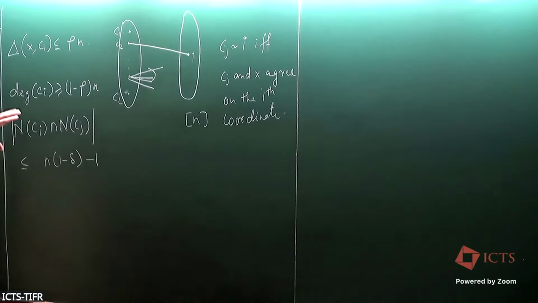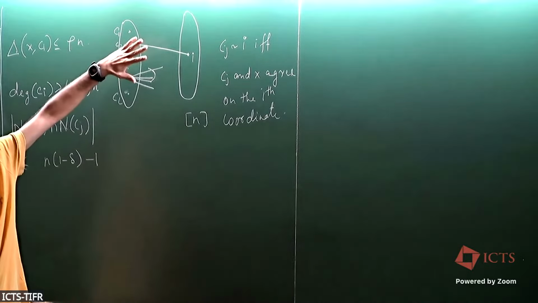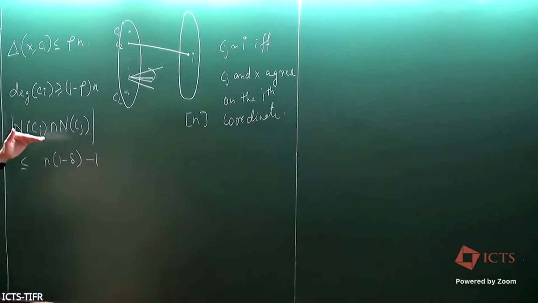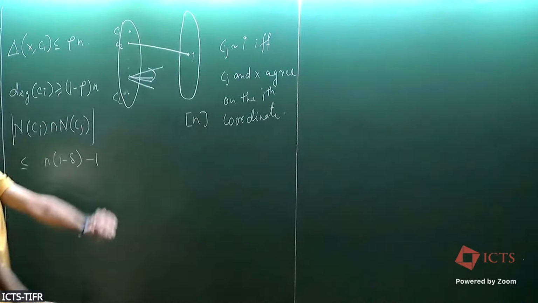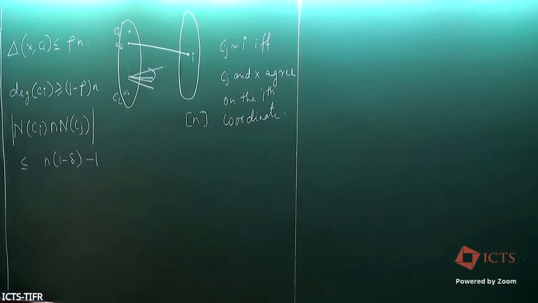So this is a graph on which every vertex on the left has large degree, but no two vertices on the left can have too many common neighbors. And these requirements are sort of in tension with each other. That's what's going to give us a bound on L.